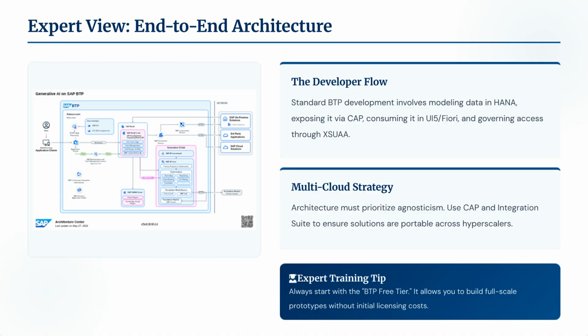To wrap up, we view the end-to-end architecture from an expert perspective. Remember that standard development flows move from data modeling in HANA to CAP services and Fiori interfaces. Prioritize portability in your multi-cloud strategy and utilize the BTP free tier.